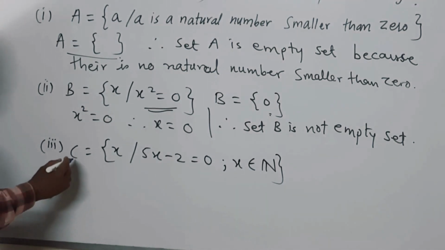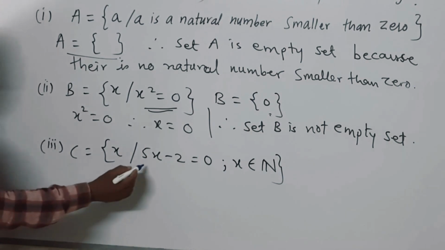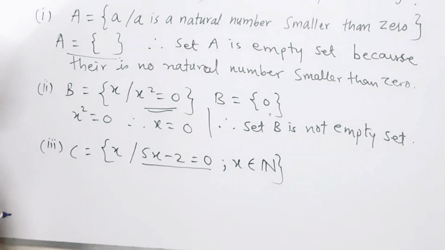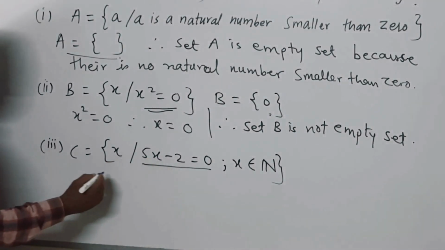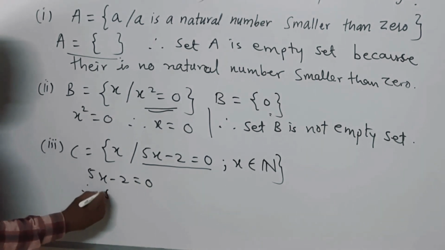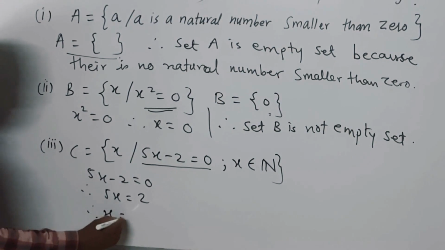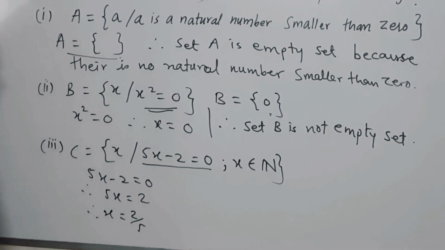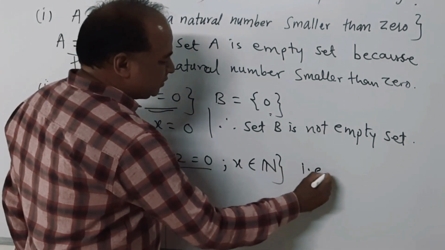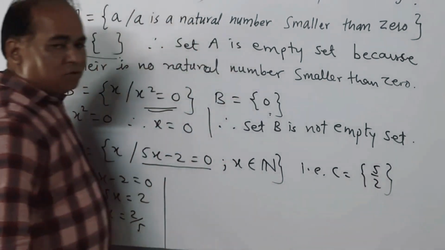Now the third one, C is equal to the set of all x such that x minus 2 is equal to 0 and x belongs to natural numbers. X is a natural number. So let us solve this equation. 5x minus 2 equal to 0. Therefore 5x is equal to 2. Therefore x is equal to 2 upon 5. So set C contains one element, that is 2 upon 5.